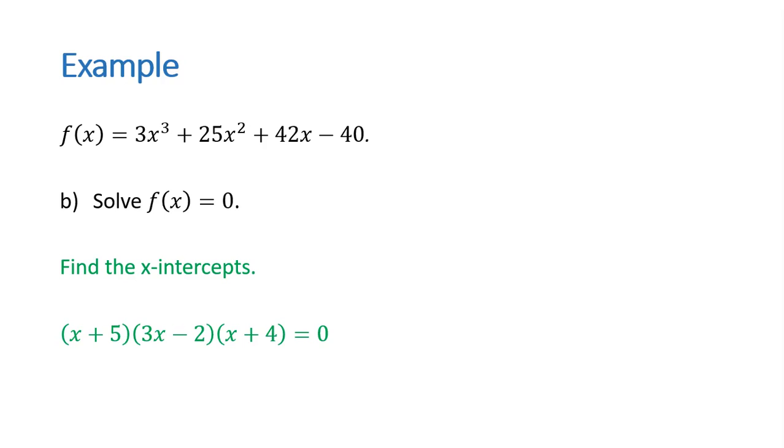If I were to take each individual factor and set it equal to 0, my x-intercepts are negative 5, negative 4, and positive 2/3. So if I were to graph this polynomial, these would be my 3 x-intercepts. These would be my only intercepts. Combine it with end behavior, and I've got my full graph.